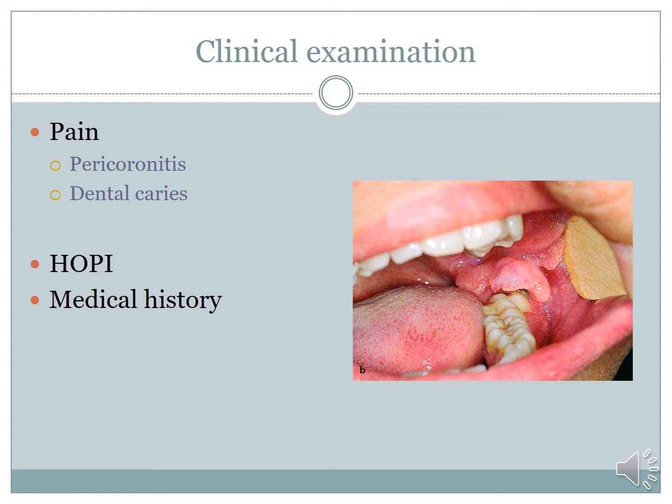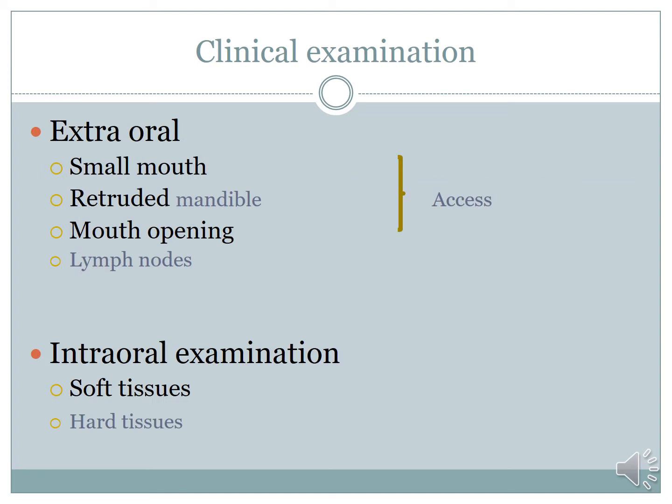So in clinical examination, you not only look for the normal anatomical structures, you also look for pericoronitis and dental caries, which is similar to what it is for the mandibular third molar. You also ask for the history of present illness and the medical history before you proceed to surgical removal. As I already mentioned, extraorally, a small mouth, retrognathic mandible, or less mouth opening makes access difficult. Look at the soft tissues on intraoral examination. If the cheeks are bulky, it is going to be difficult to remove the tooth.